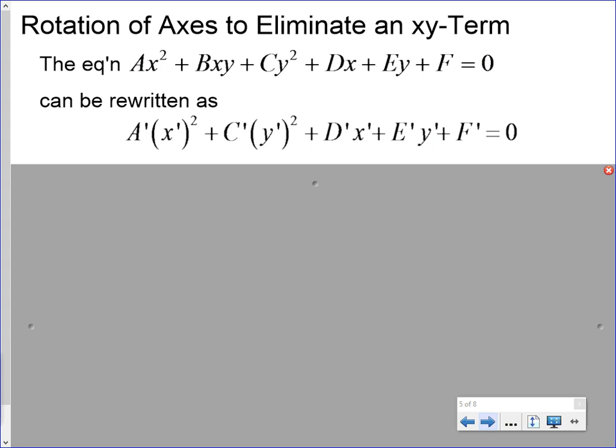So I'll give you a minute to write this down. On that second equation, those are primes. Do you remember those from geometry? Apostrophes, basically, but we call them prime. So everything has a prime on it.